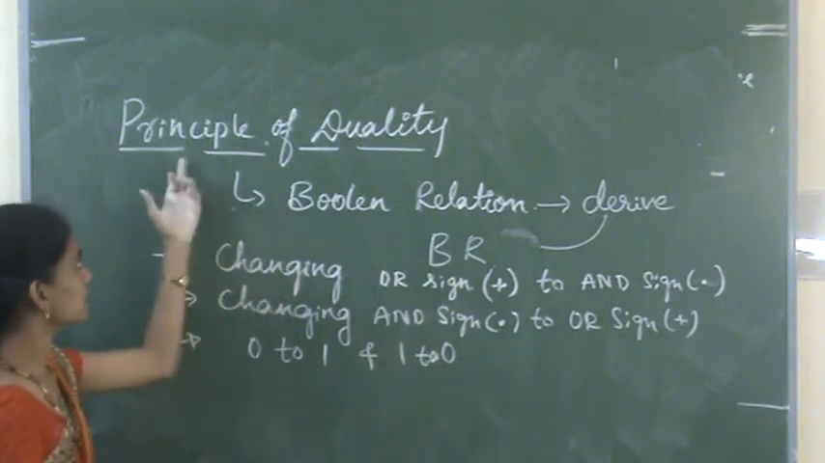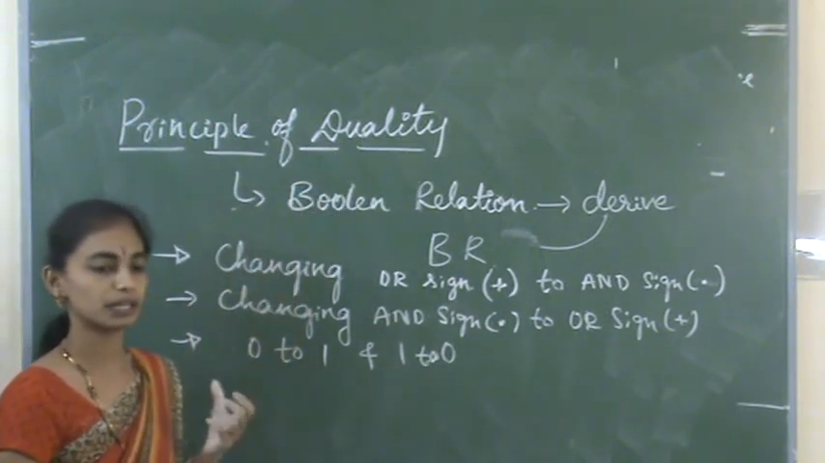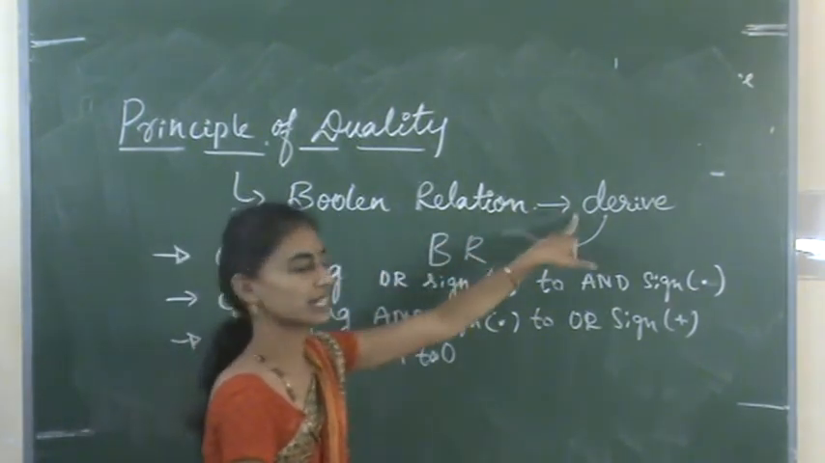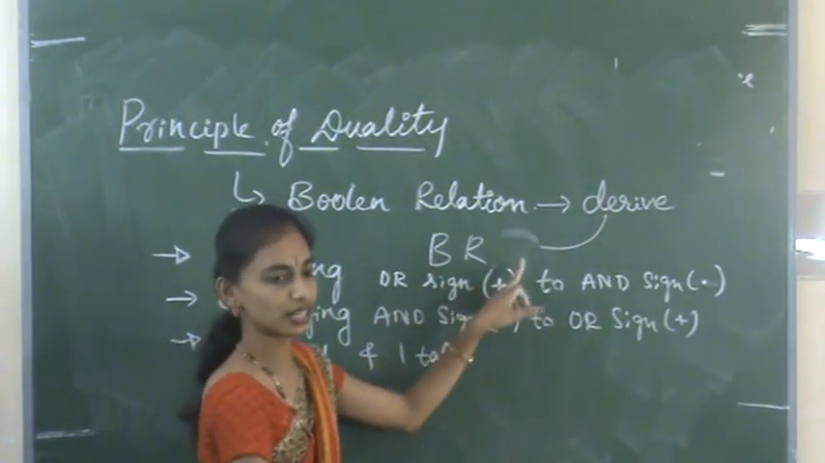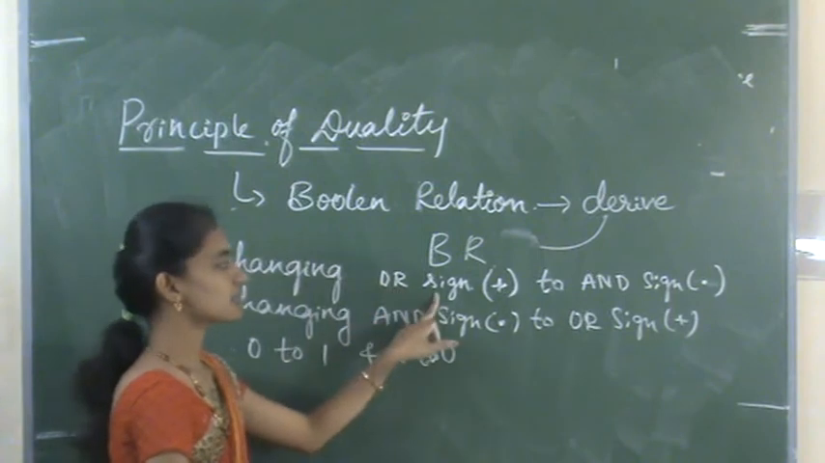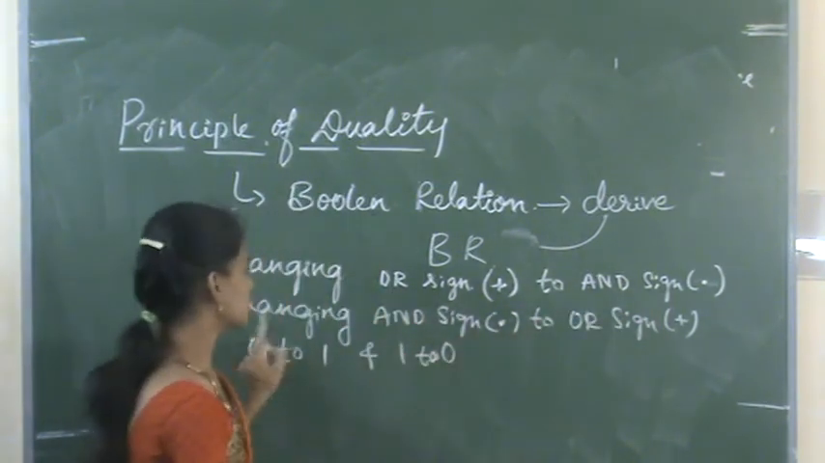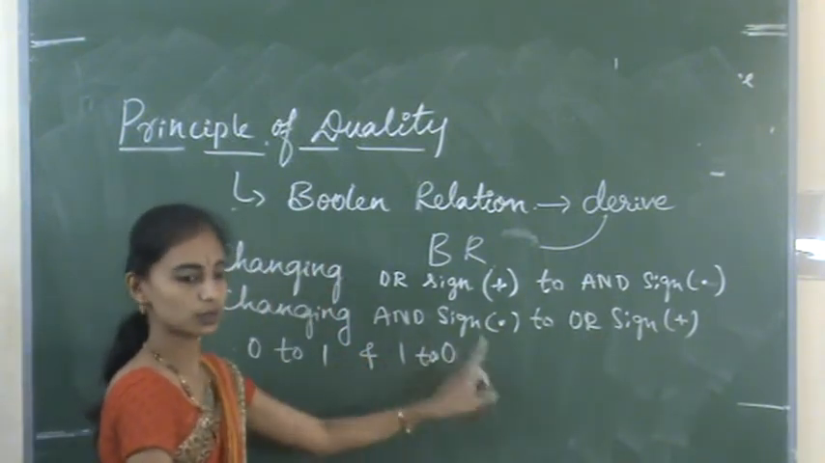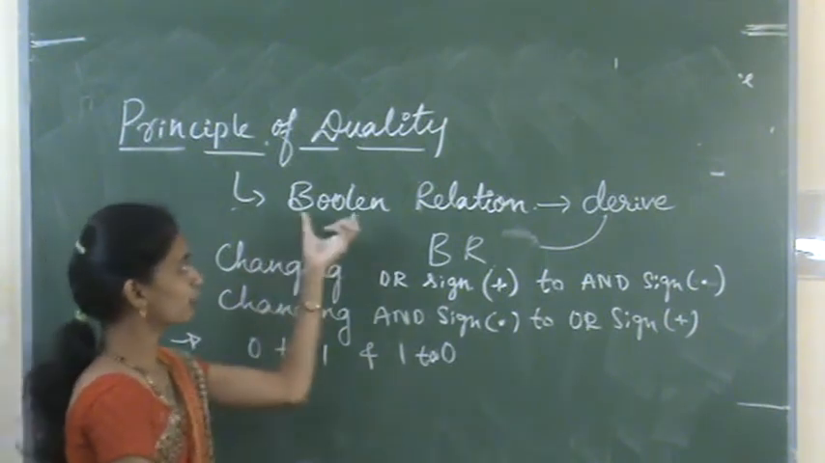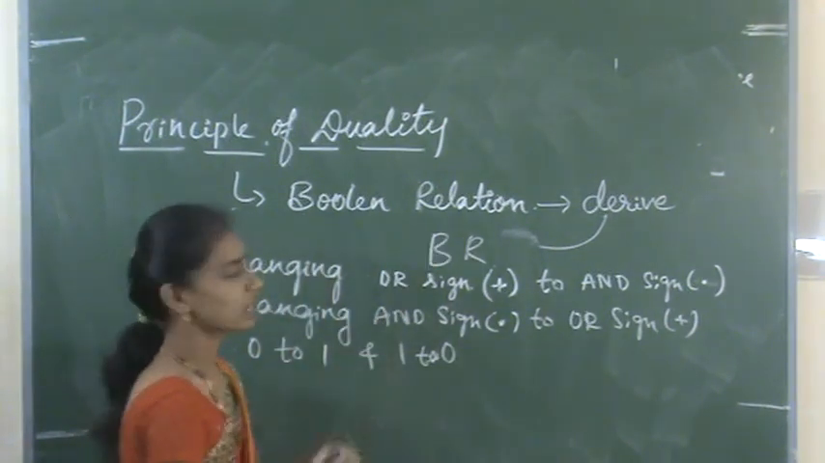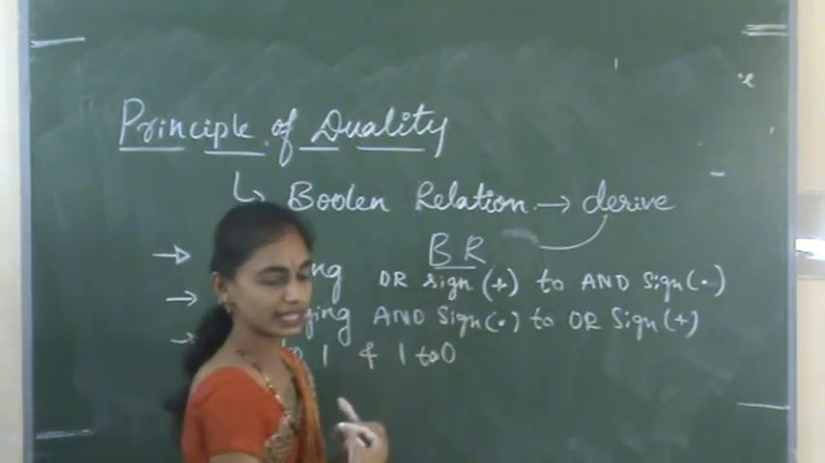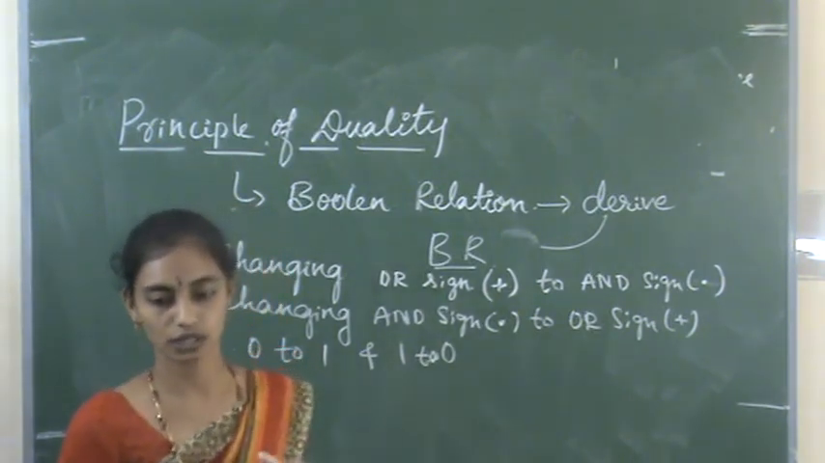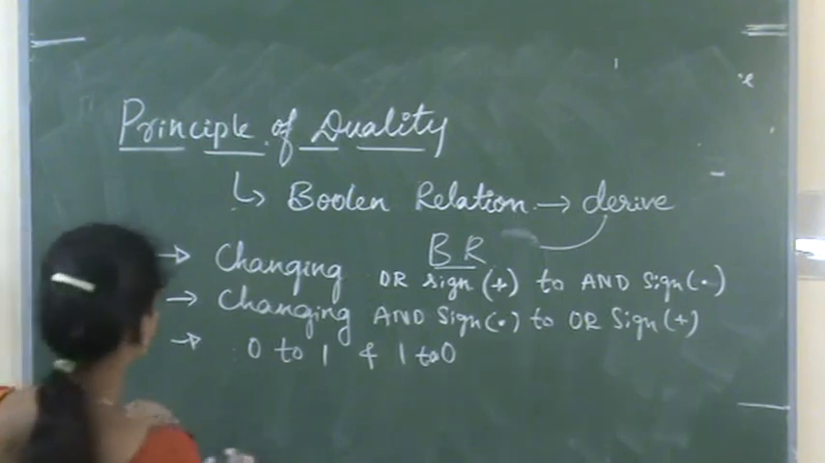So what is the principle of duality? It states that by using a Boolean relation we can derive another Boolean relation by changing the OR sign to the AND sign, the AND sign to the OR sign, 0 to 1 and 1 to 0. Okay, so the basic Boolean relation will be derived, right? After deriving we get one Boolean relation that we call the dual of the original expression.